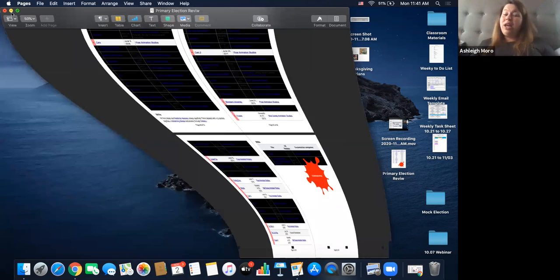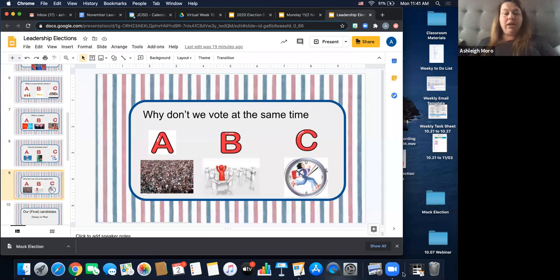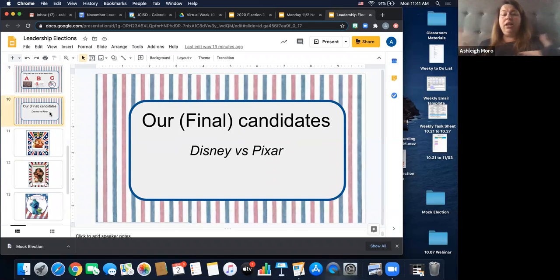But you guys are lucky. Your teachers went through and we considered our options. We thought about the things that would be movies or characters you would know. We thought about movies and characters we would know. And we came up with our final list of candidates for the primaries. We feel like these people or these characters best represent Disney or Pixar. So let's check them out.